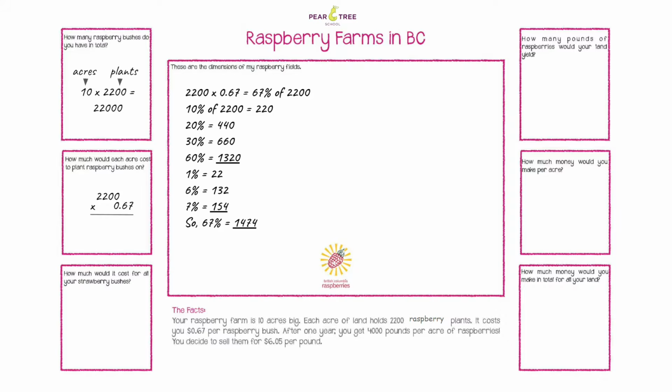And now we do the same thing working out 1%. 1% is the whole number with 2 zeros removed. So now we're down to 22. 6% is 6 times that, which you could do the way I just showed you before, where you're doubling the number and doubling it and then adding the numbers together, or you can just literally do 6 times that and come up with the answer 132, and then add those two numbers together to get 1474. So in total, the 67% is 1320 plus 154, which is 1474.